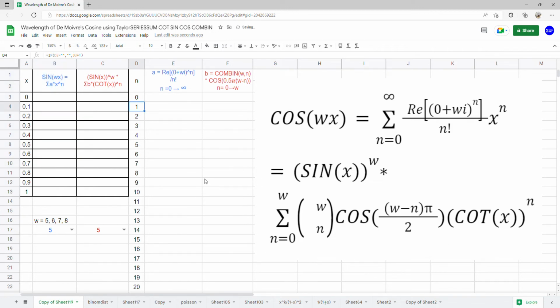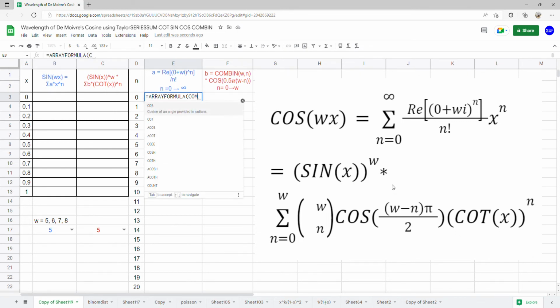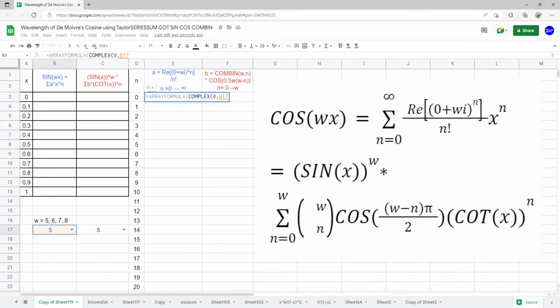n starts from 0 up to infinity. And the value of a is the real part of 0 plus wi raised to the power n over n factorial, which is this. So begin with the complex part. So array formula, complex. This is 0 plus wi, so 0, comma, w, which is this. That's the first one. So 0 plus 5i.